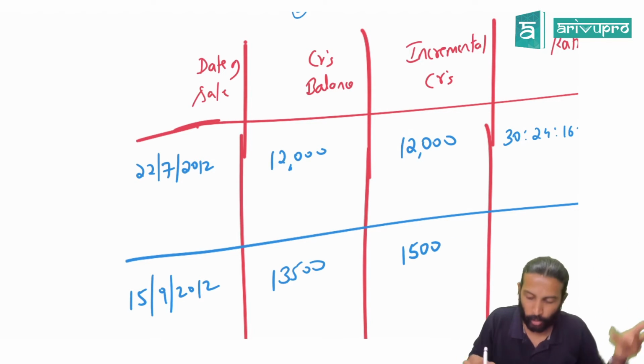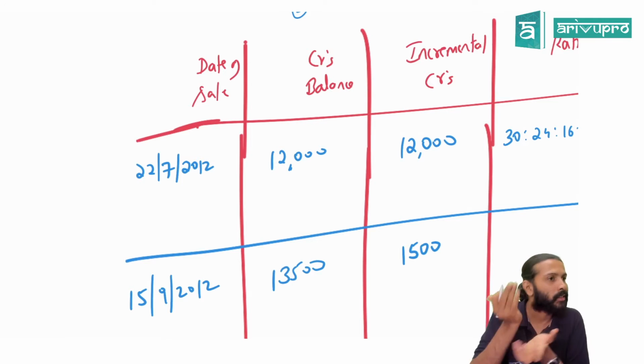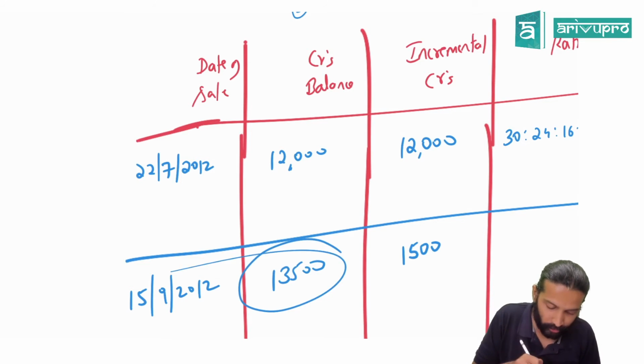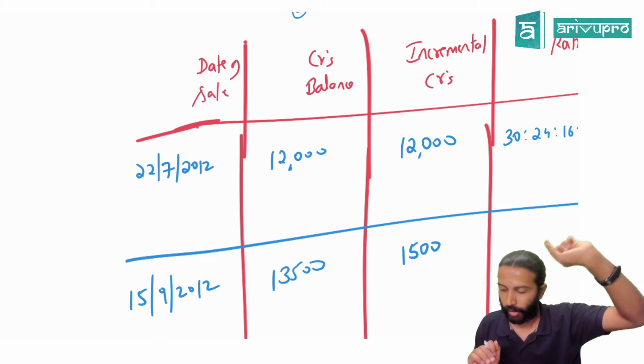Meaning 12,000 you would have already collected. Now if you collect 1,500 more from the shareholders, how much money would you have got? 13,500. How much do you need to pay to the creditors? 13,500. Like that. Got it? Yes or no? Okay, pay attention to this.